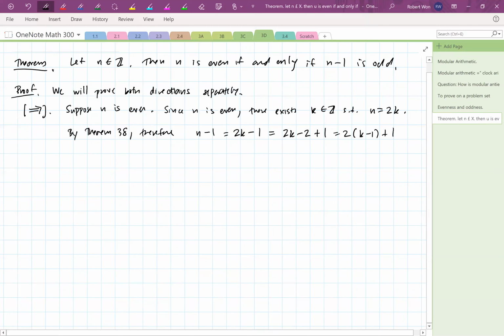Now it's 2 times something plus 1, and this something is an integer by closure of the integers. So by closure of the integers, k minus 1 is an integer because k is an integer and 1 is an integer. So n minus 1 is odd by definition. It's 2 times an integer plus 1.